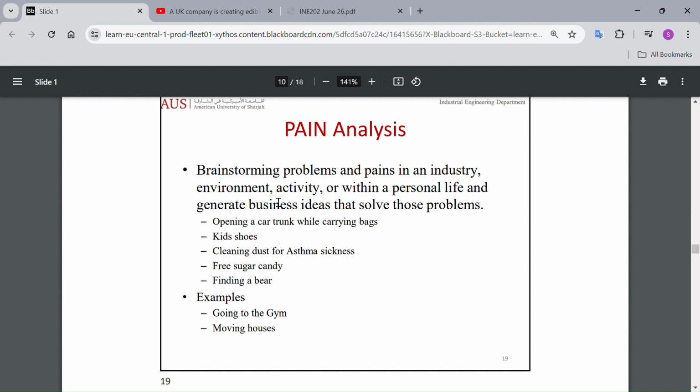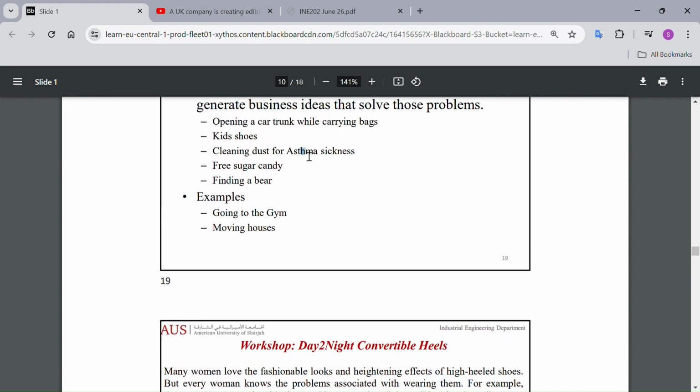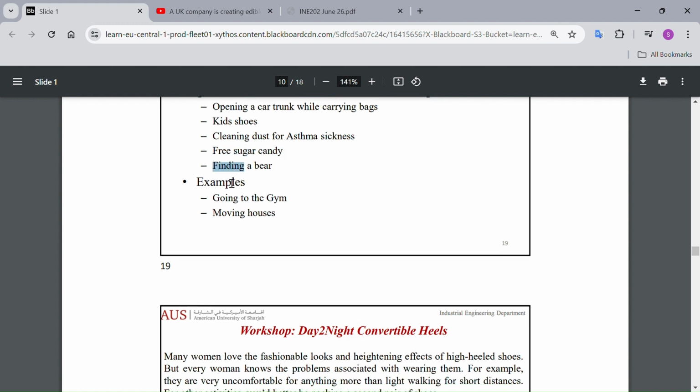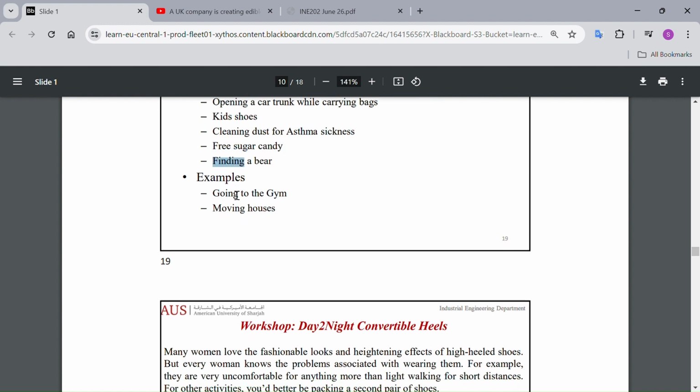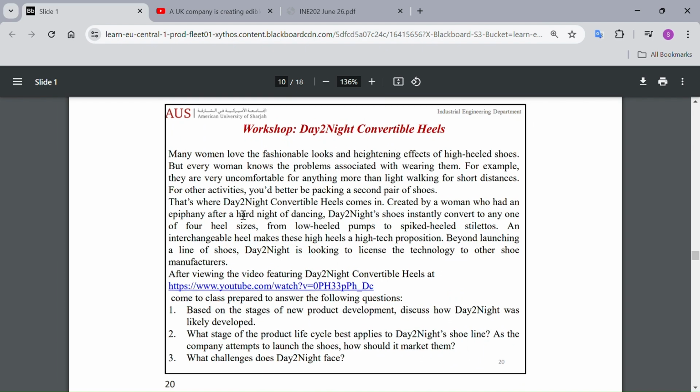So this was really an idea that was produced by one asthma patient. He had the sickness and he developed his own vacuum cleaner for cleaning dust. And then we have free sugar candy. That's another idea. And there are a lot of great ideas here. So examples: going to the gym, moving houses. We can find pain points in all of these places, any places really, online.